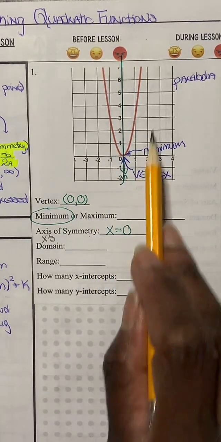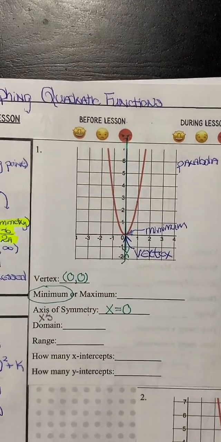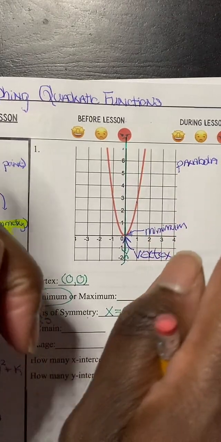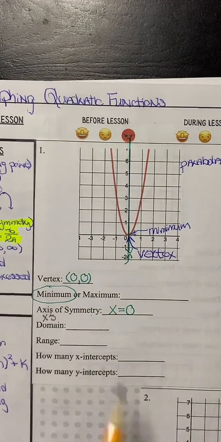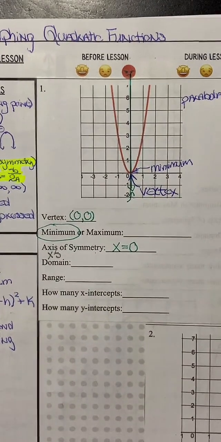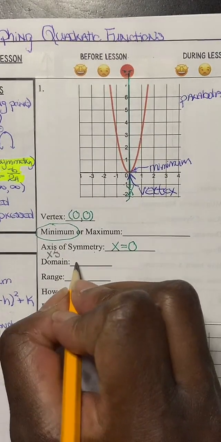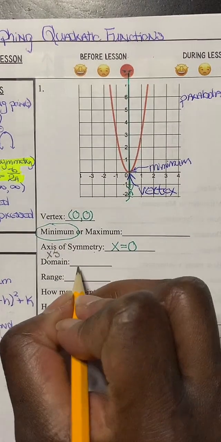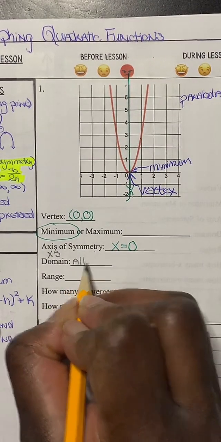Okay? We're only seeing a small snapshot of this graph. This graph is going to keep going up and up and up and up and out and out and out and out. So it's going to cover not just a couple of x's, it's going to cover a lot of them. In fact, it's going to cover all of them. So your domain for all quadratic functions never changes. It's all real numbers.